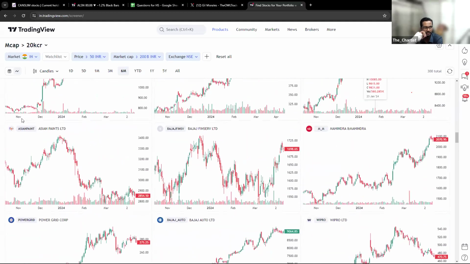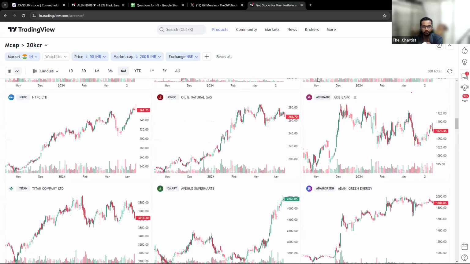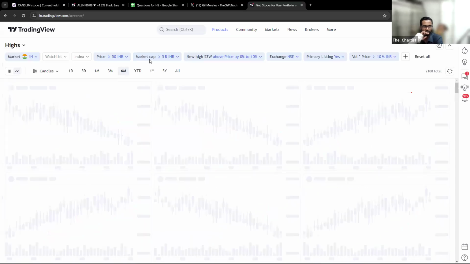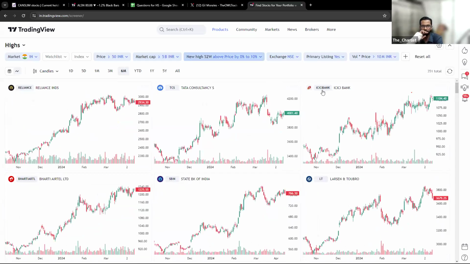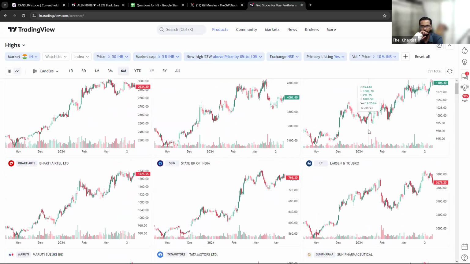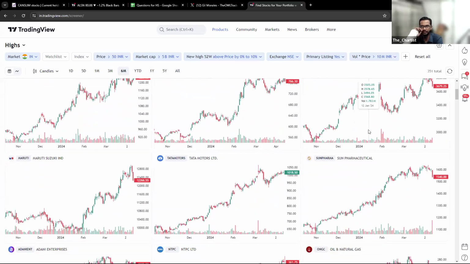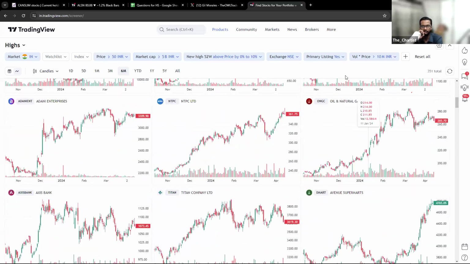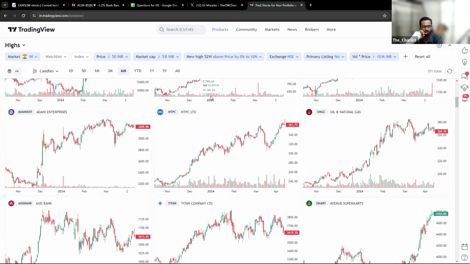Another screen I have is the NSE stocks. This is for my time pass, you don't have to do this. These are all NSE listed stocks more than 20 rupees. So this is for my manual scanning. These are highs, the stocks which are within 10% of the 52-week high. So you can check their charts, what all stocks are hovering near the highs in this market. 351, surprisingly, within 10%.